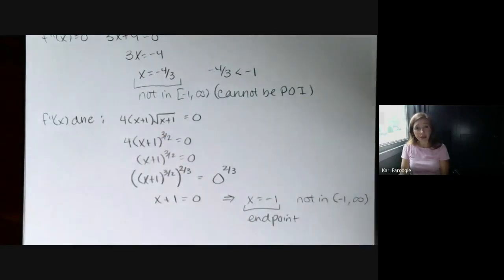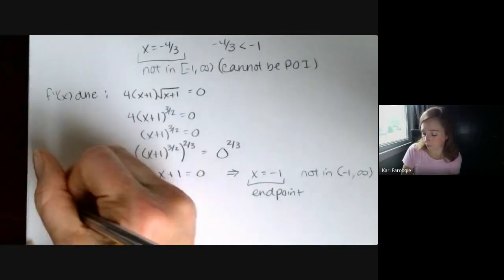An endpoint can't be a point of inflection because I would need to have concavity on both sides of the point of inflection. Well, the graph doesn't exist to the left of -1. So it can't possibly be that the concavity changes if the graph doesn't even exist on one side. So in this case, we actually don't have any points of inflection.